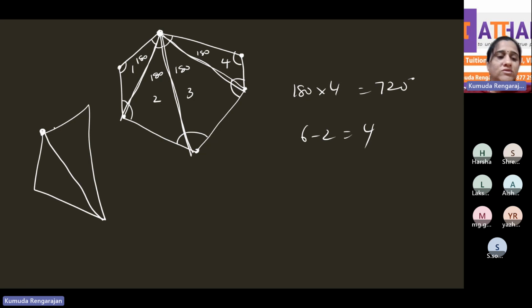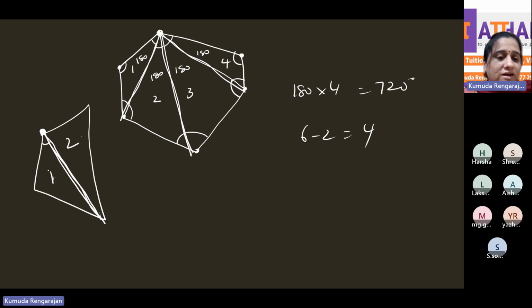Now this quadrilateral, choose any vertex, and when you connect it like this, you've already divided it into 2 triangles. When you connect this diagonal, you have divided the quadrilateral into two triangles. So what's the sum here? 180. Here 180. 180 plus 180, 360.